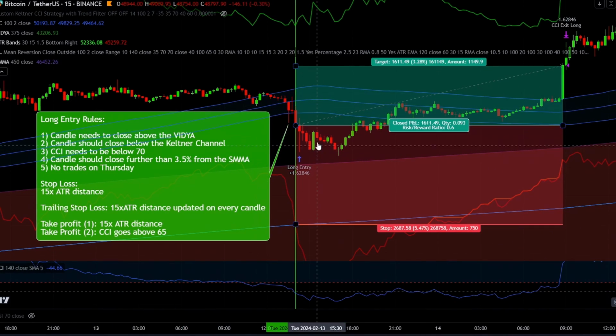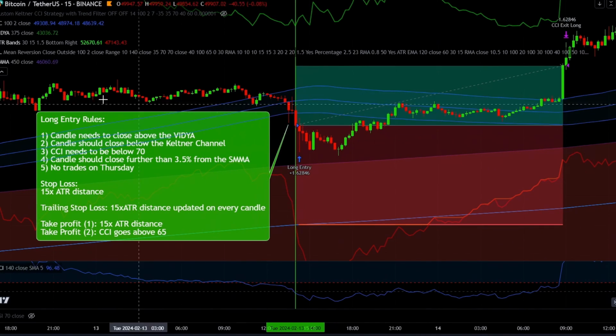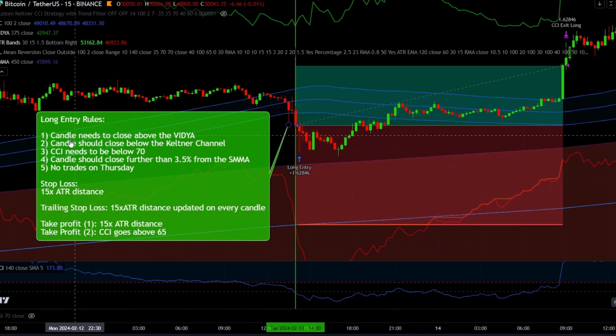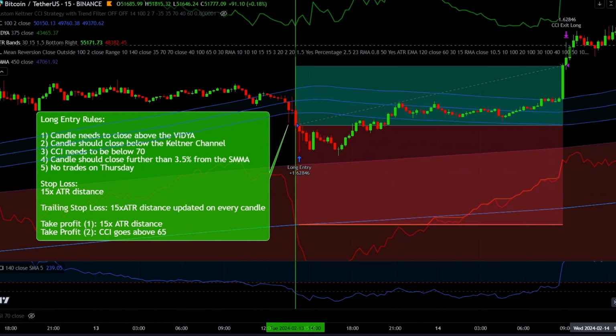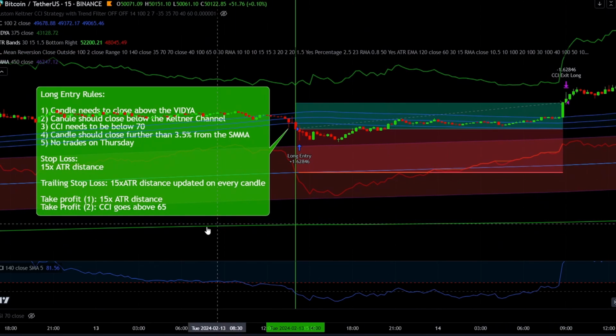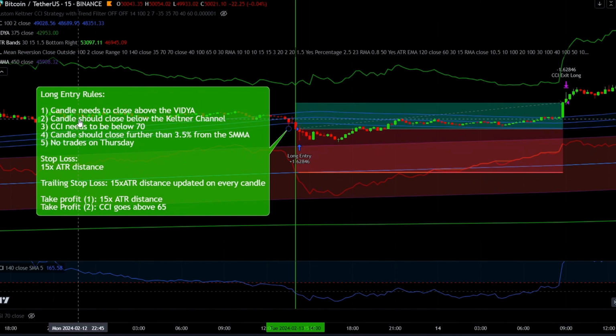Here we have a valid long entry signal. And here are the rules for a valid long entry. First, the candle needs to close above the Vidya. If we zoom out a bit, here you can find the Vidya line, and the entry signal candle closed well above it. Then a candle should close below the Keltner channel.